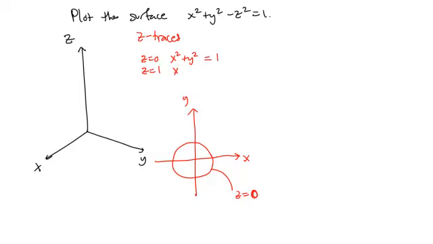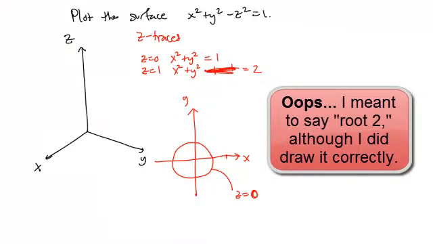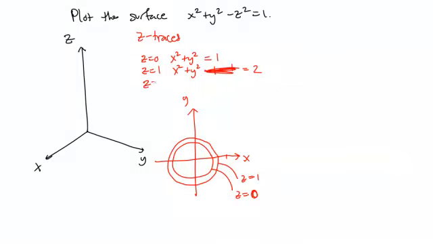When z is equal to 1, we're going to see x squared plus y squared minus 1 equals 1, or x squared plus y squared equals 2. So that would be a circle of radius root 2. So I'll see a circle out like this at z equals 1. If we do the z equals 2 trace, we'll get x squared plus y squared minus 4 equals 1, or x squared plus y squared equals 5. So that's a circle of radius square root 5, which is about 2.2. And that would be the z equals 2 trace.